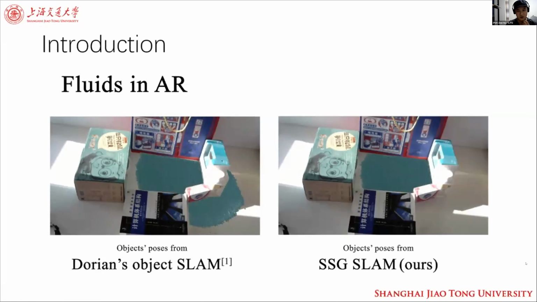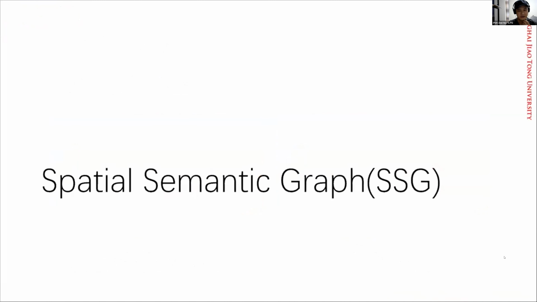So in this paper, we're going to design a data structure to represent the semantics, including objects themselves and the relations among them. Then we're going to show how the spatial relations will improve the estimation of objects' poses. The first part is about SSG, the spatial semantic graph.